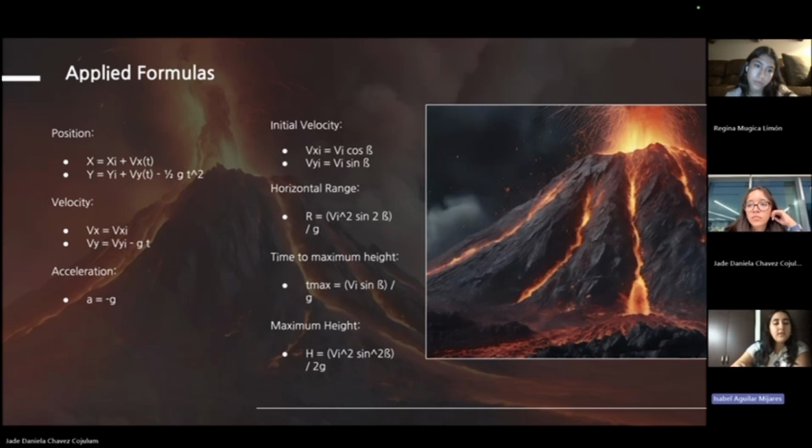This was needed to calculate the velocities, which were velocity in x is equal to the initial velocity in x, and velocity in y is equal to the initial velocity in y minus the gravity times the time. And acceleration is equal to minus gravity. We can also calculate the horizontal range, the time to maximum height, and the total flight time with these other three formulas, which all have to do with velocity and gravity.